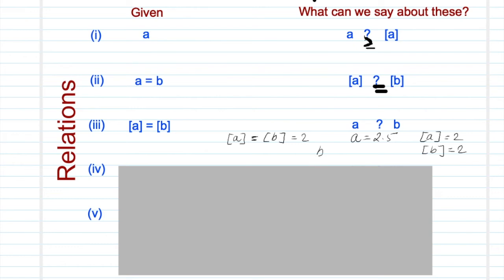Now let me take some values of B. If I take B equal to 2.5, which means A equal to B, I will get greatest integer of B equal to 2. If I take B equal to 2.6, I will still get greatest integer of B equal to 2, and in this case B is greater than A. If I take B equal to 2.4, I will again get greatest integer of B equal to 2, but in this case B is less than A. So as you can see, we cannot establish a real relationship between A and B. It could be anything.